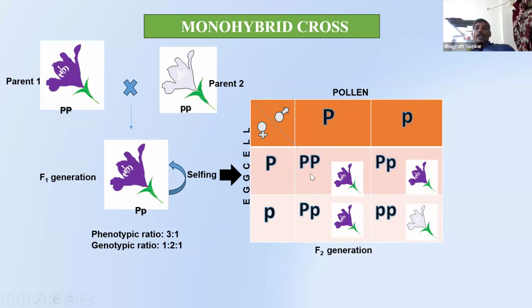One is homozygous dominant. The remaining two are in the corners. Diagonally, we can see capital P, small p, capital P, small p. These two are also purple. But the last one is small p, which is homozygous recessive. So this is the genotypic ratio. Among the F2 progeny, we can always obtain 3:1 and 1:2:1 only.